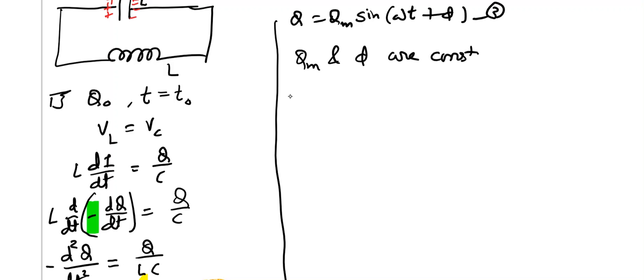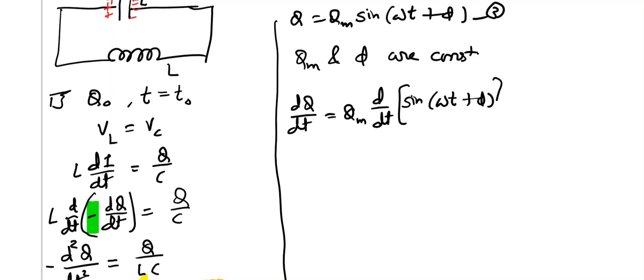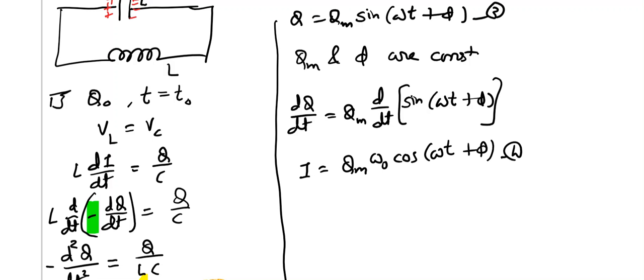Let me first differentiate so that we can write two equations together. If I differentiate equation 3 on both sides, I get dq/dt equal to Qm, being constant, no need to differentiate, times d/dt of sin(omega t plus phi). The left side is the current at time t, and the right side gives me Qm omega 0 cos(omega t plus phi). Let this be the fourth equation.